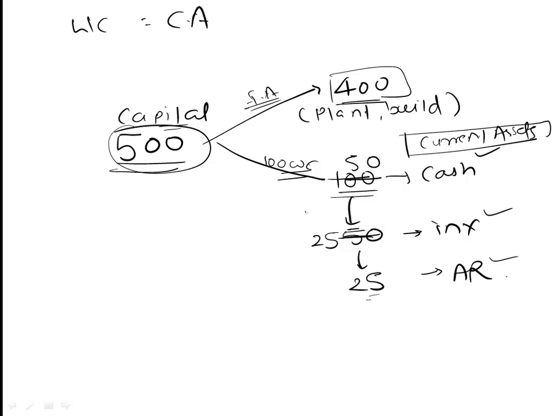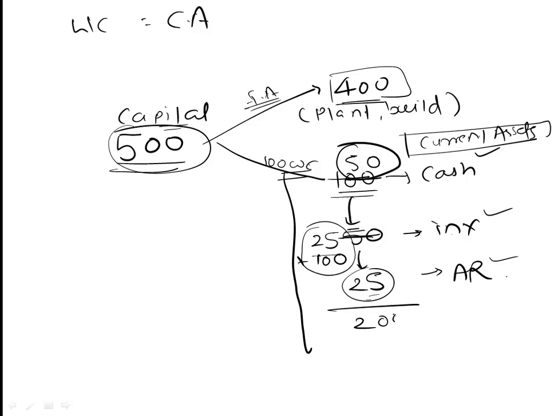Okay. Now assume a scenario that the same businessman happens to meet a vendor, and he says he is willing to give inventory on credit. So let us say that he gives inventory on credit worth 100, which means now total current assets are 50 cash, 125 inventory, and 25 accounts receivable. Total current assets is now 200. But now the question is: is the investment in working capital 200? And the answer is no, because the investment in working capital did not change.